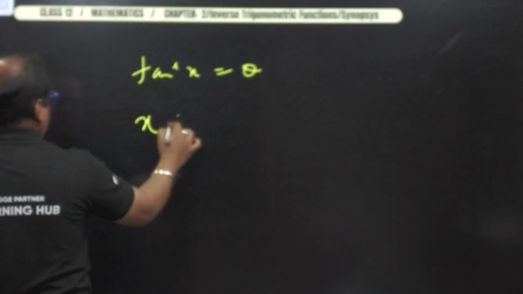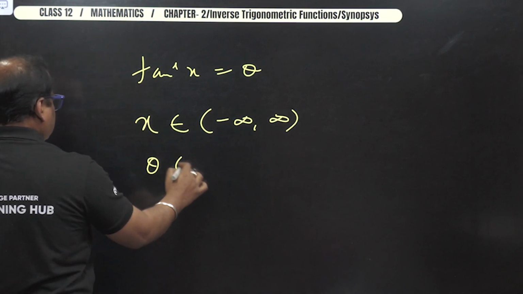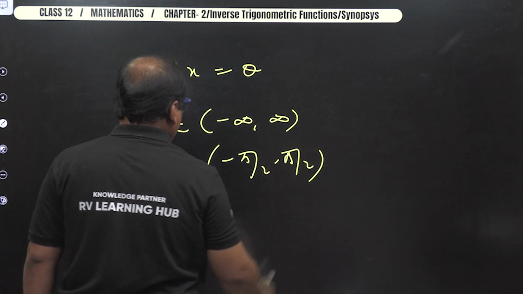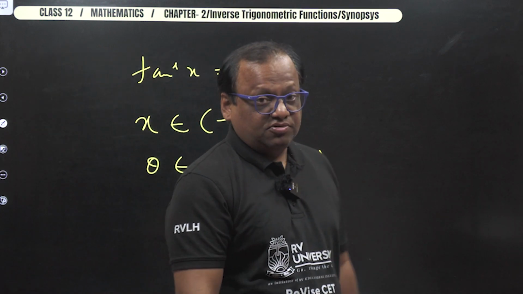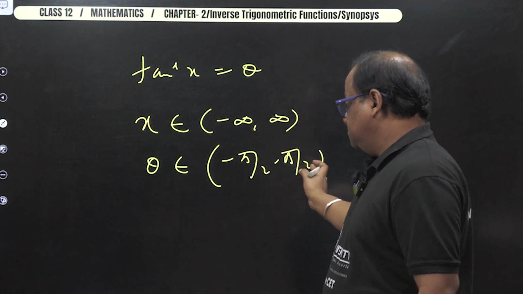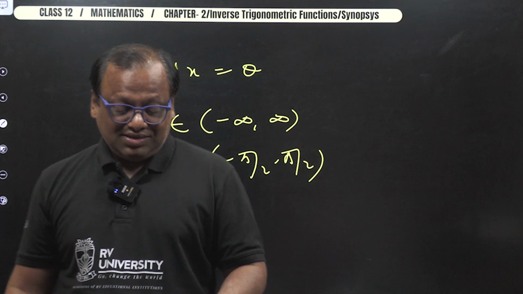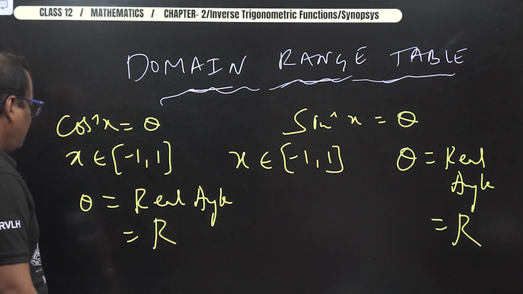So x belongs to all real numbers, -infinity to infinity, right? And theta belongs to -π/2 to π/2. I want to talk about this here. So -π/2 because it is in the fourth and first quadrant, right? Same thing here also. I told you for trigonometry.